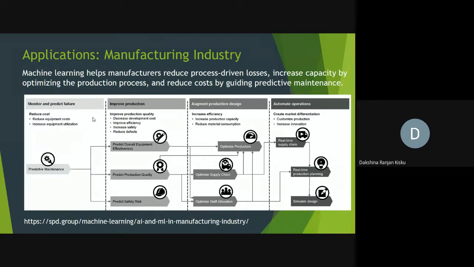Now, if we consider the manufacturing industry, machine learning algorithms are heavily used there. Initially, we have divided the use of machine learning algorithms into four different areas. One is monitor and predict failure, then improve production, augment production design, and automate operations. So these are the four broad areas in the manufacturing industry where machine learning algorithms are heavily used.